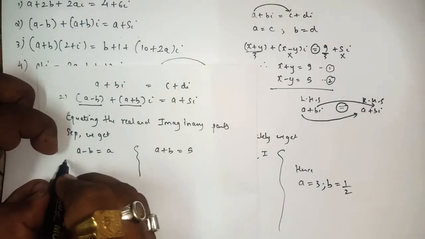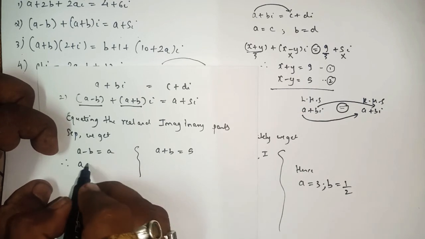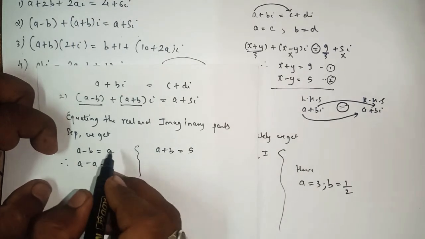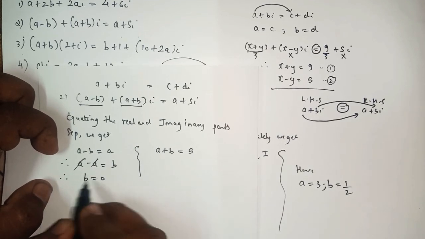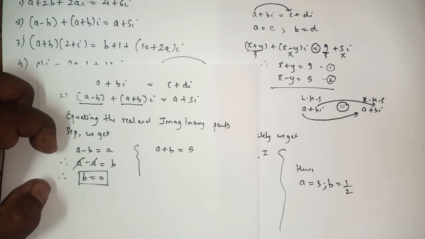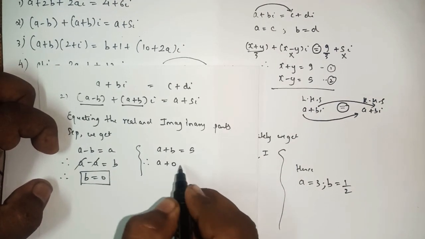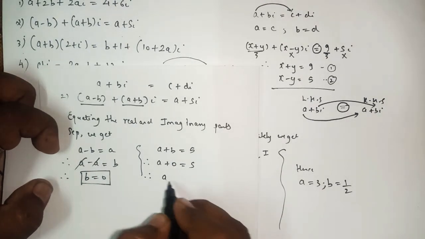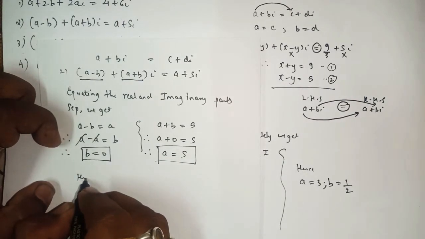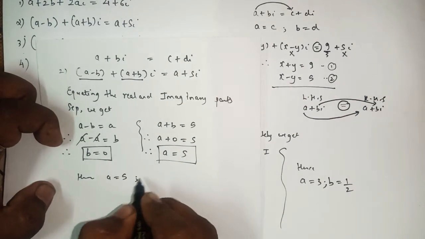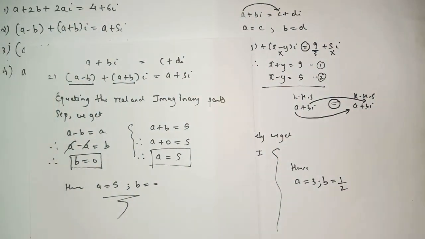Okay, so when you solve this, bring the plus a to the left hand side and shift the minus b to the right hand side. So plus a and minus a will get cancelled, so the value of b will be 0. Okay, so we'll substitute this b in this equation. So a plus 0 equals 5, so therefore a equals 5. So you have got the answer of a as 5 and b as 0. So in this way you can find your answer.